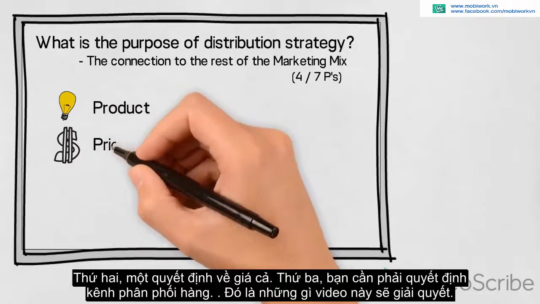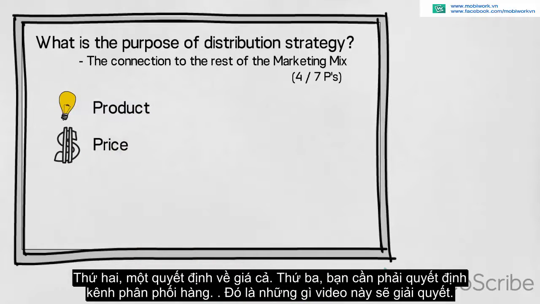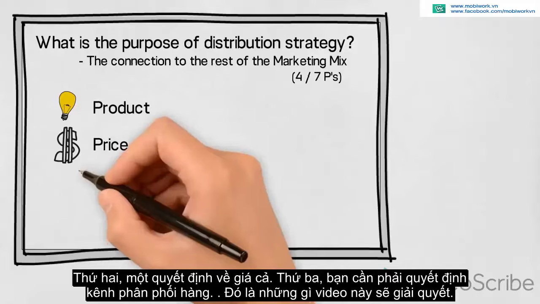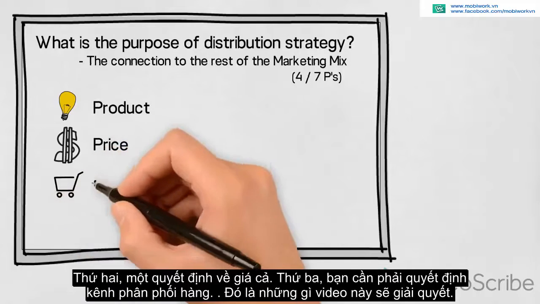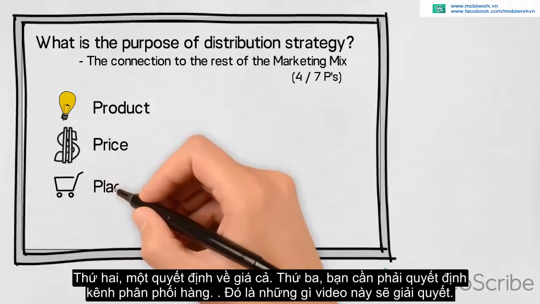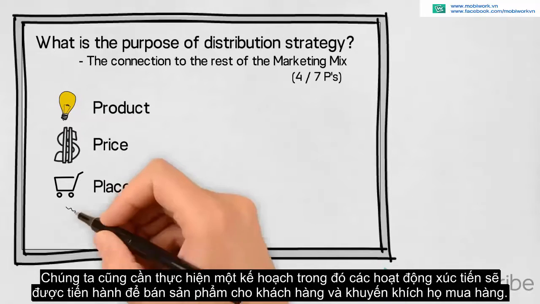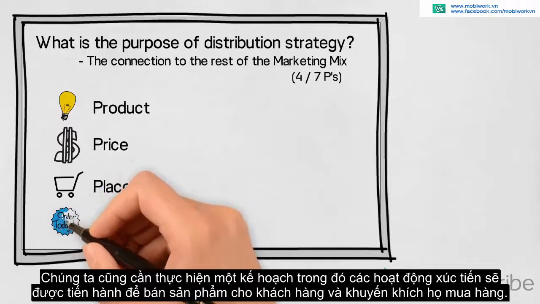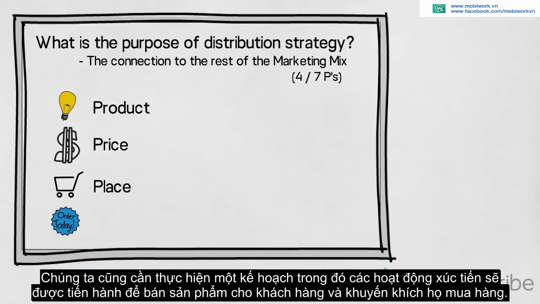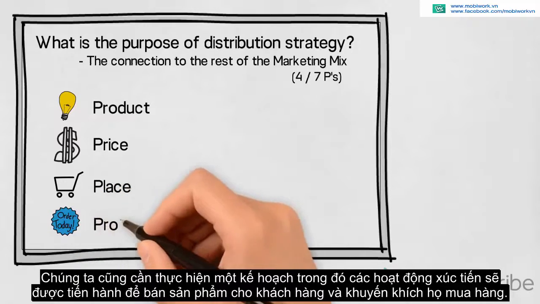Secondly, a decision on price. Thirdly, you will need to decide on the place, which is what this video will address. We will also need to make a plan of which promotional activities we will carry out in order to tell our customers about our product and encourage them to buy.